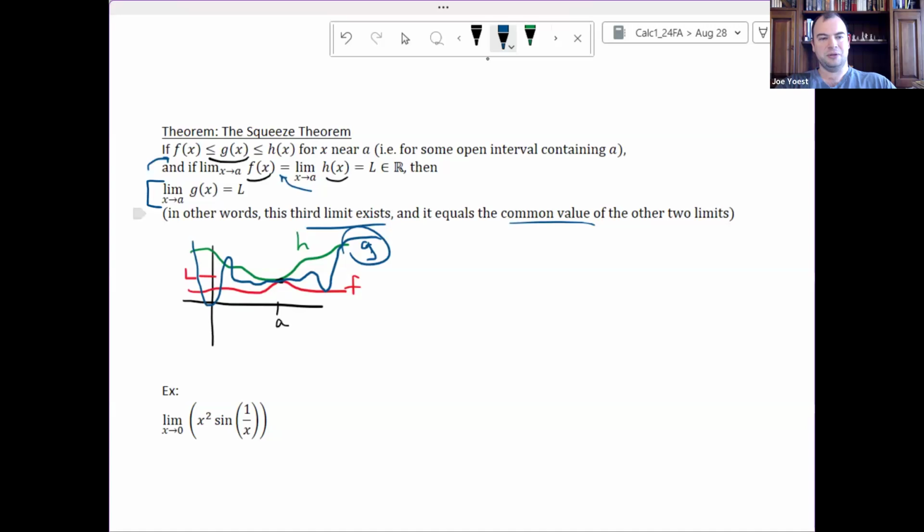So we're really doing two things. We're saying that this limit exists. If we didn't know anything else about g, the limit might not exist. But under these criteria, the limit of g exists as x goes to a, and it equals L. So this is really saying two things: the limit exists, and it tells us what the limit is.